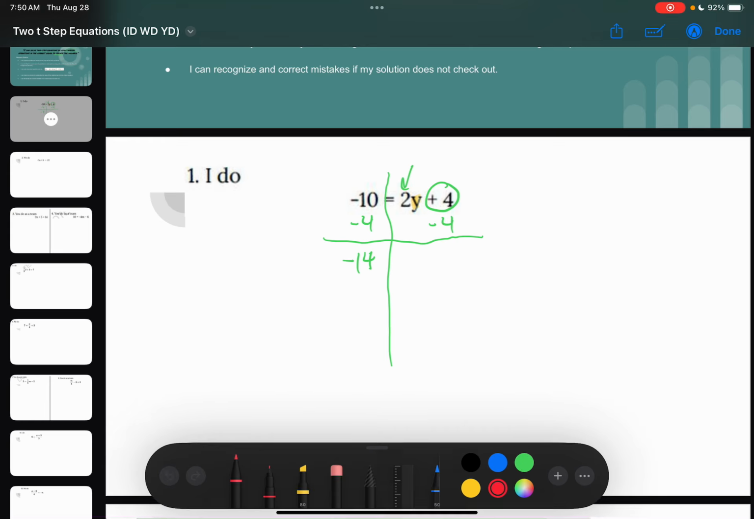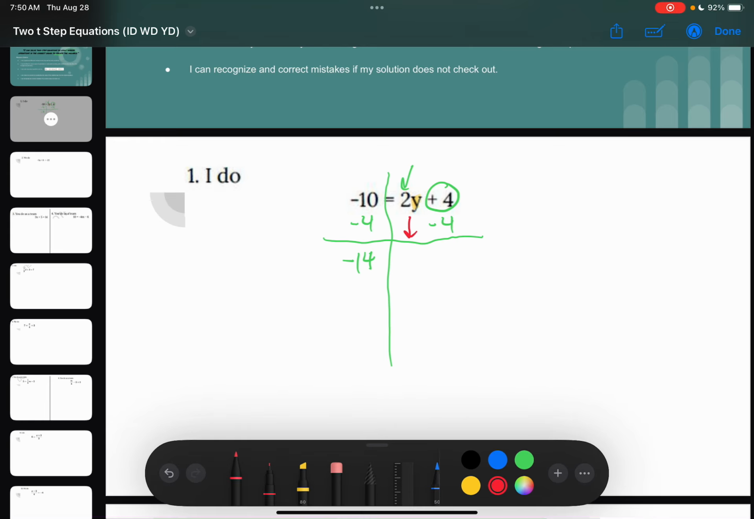Now, make sure that you bring this 2y down exactly how it comes down. If there's a sign in front of it, bring the sign. Here it's just going to be 2y. We'll bring that down. Now, if you look at what we have, it's just like a problem in the one-step equations: 2y equals negative 14, or 2 times some number equals negative 14. This piece here is multiplication, so to undo it, we're going to divide. We'll divide by 2 on both sides. And when we do that, y should be negative 7.